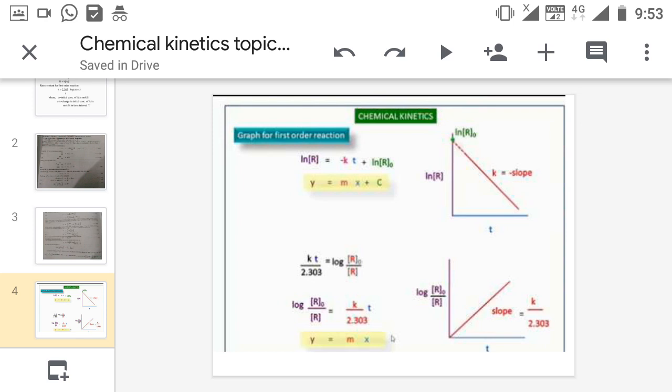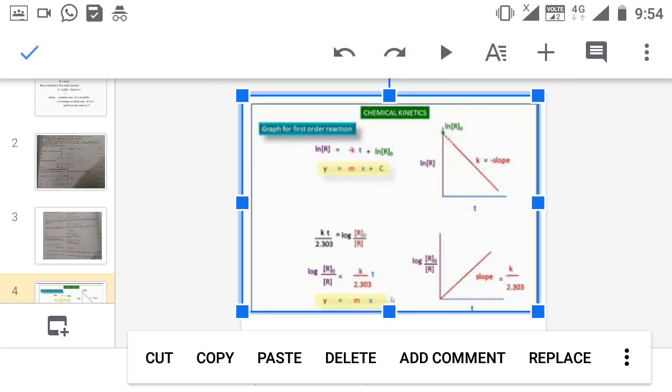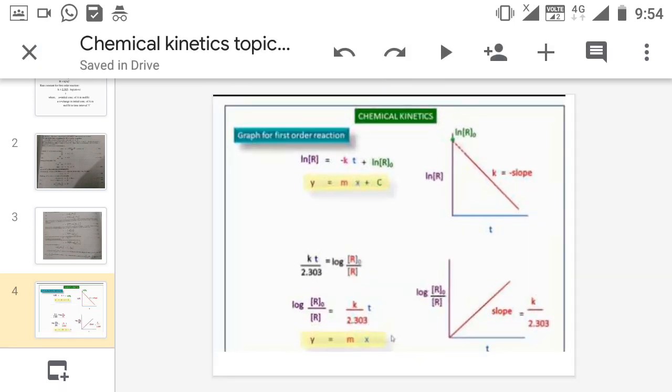Okay, so in order to get the first graph, rearrange the equation to ln R is equal to minus kt plus ln R0. Compare this equation to the equation for a straight line, y is equal to mx plus c. So in terms of y, here it is ln R. So we are keeping the value ln R on the y axis and t on the x axis. So the slope m is equal to minus k. Slope is equal to minus k. And the intercept is ln R0.